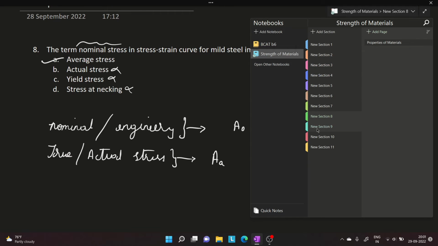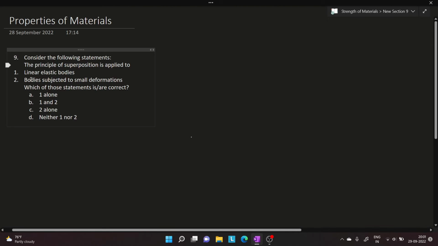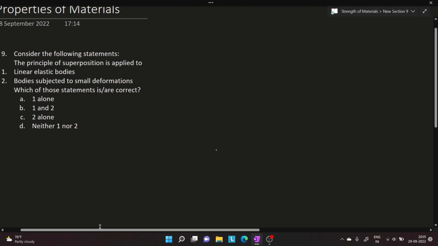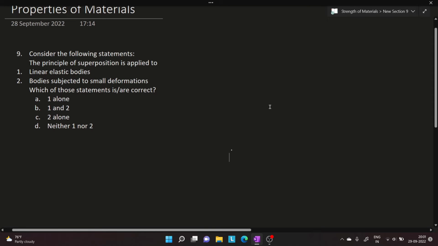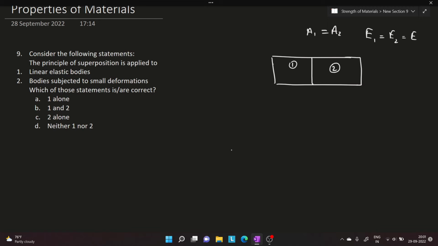Right, so moving on to the next question, we have: consider the following statements. The principle of superposition is applied to. So first of all, what is the principle of superposition? Let's say we have a material something like this, and I divide this into two different cross sections. Let's say I assume this is section 1 and section 2, with A1 equal to A2, and the same material for both of them.